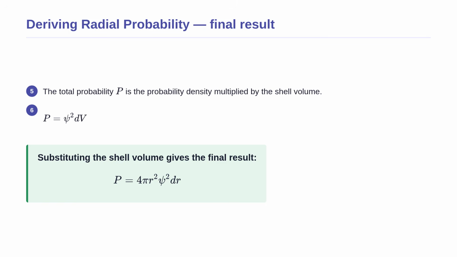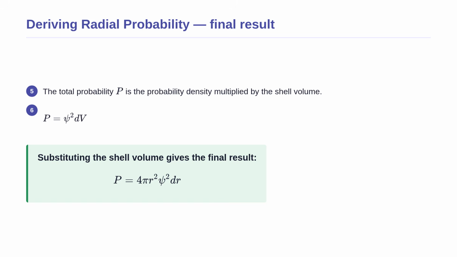Continuing from our volume derivative, we can now piece together the final equation. The total probability, which we call P, of finding the electron inside this specific thin shell is simply the probability density at that distance multiplied by the volume of the shell itself. So we write P equals psi squared times dV.